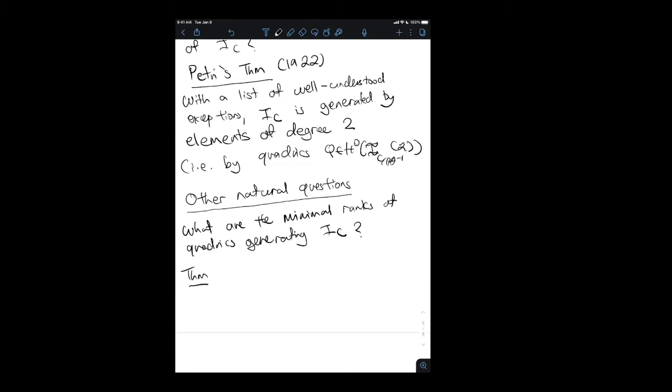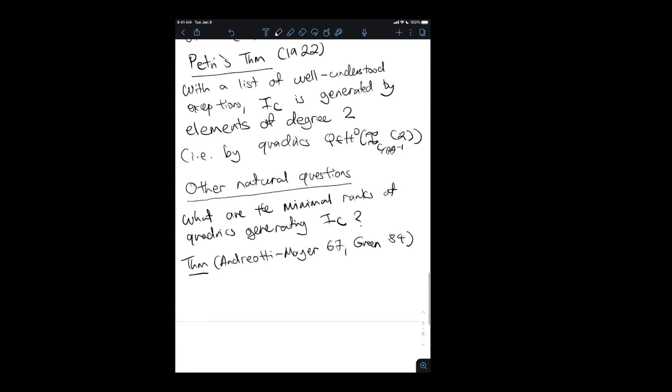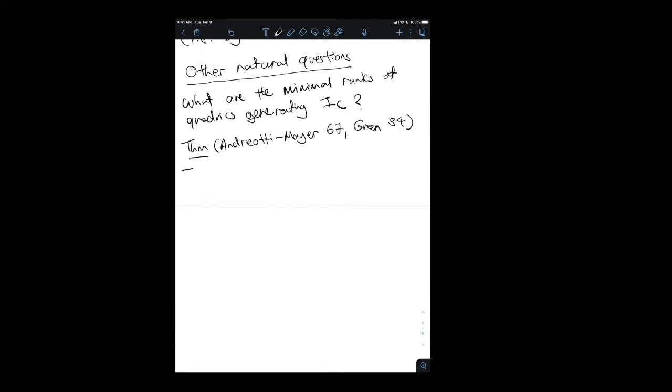And then the answer to this was only given in complete generality in 1984. So this is a question that was asked by Andreotti and Mayer in '67, and then Green gave the complete solution in 1984. And Green's paper is pretty technically involved. And the theorem is that it's always generated by quadrics of rank 4. Just as an aside, Green used this to give an explicit version of the Torelli theorem, so an explicit way to reconstruct a curve from its Jacobian.